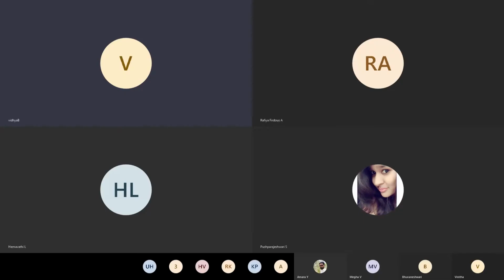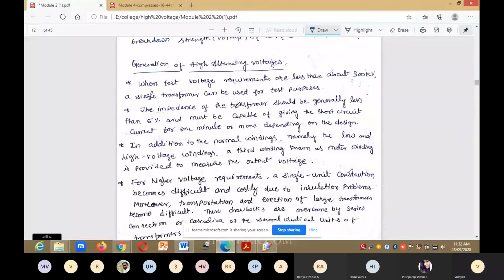Generation of alternating voltages. When test voltage requirements are less than about 300 kV, a single transformer can be used for test purpose. The impedance of the transformer should generally be less than 5% and it must be capable of giving the short circuit current for 1 minute or more depending on the design.